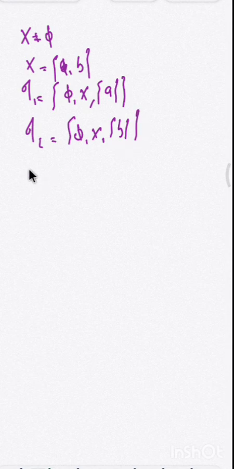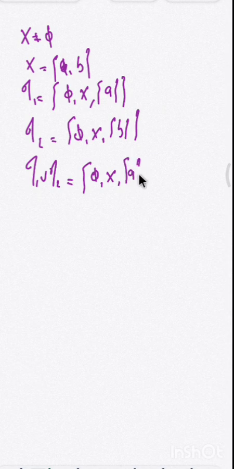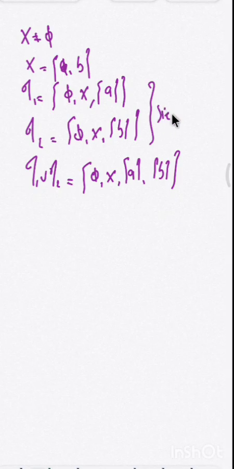What is tau 1 union tau 2? Their union is the empty set, the full set, the singleton {a} and the singleton {b}. Clearly tau 1 and tau 2 are topologies. They are called Sierpinski topologies. What about tau 1 union tau 2? Is it a topology?